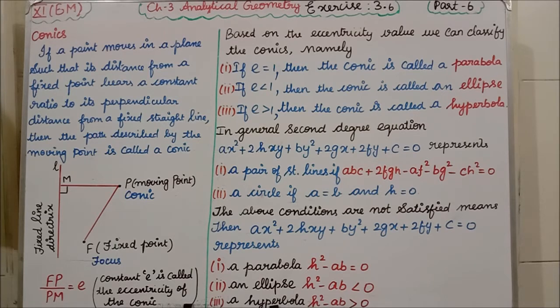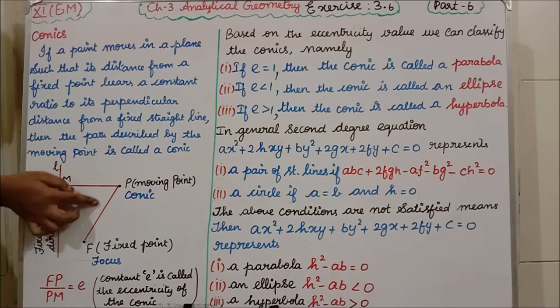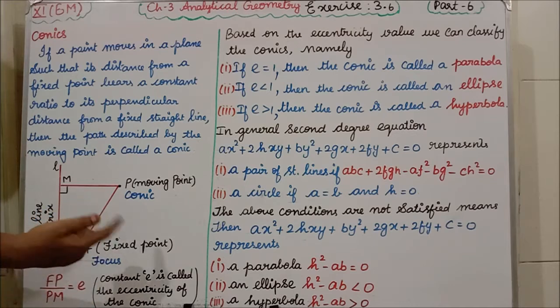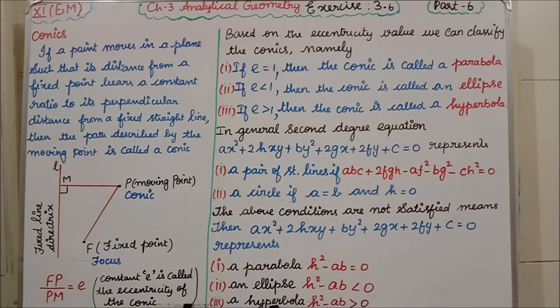Now P is the moving point I told you, isn't it? Such that we can write FP divided by PM is equal to e, which means the distance from F to P divided by the distance from P to M. e is nothing but a constant. In this topic we will say the constant e is called the eccentricity of the conic. e is a constant only, but here we will call it eccentricity. What is the term? The eccentricity of the conic. Clear, students, all of you?